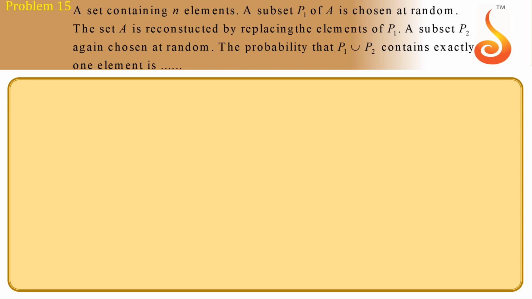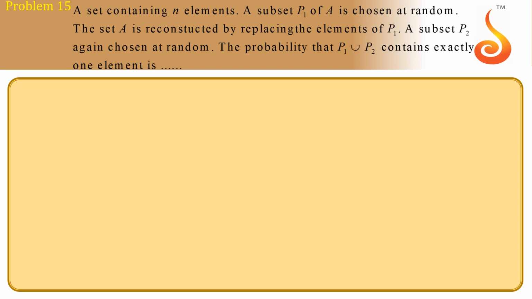Next problem. A set A containing n elements. A subset P1 of A is chosen at random. The set A is reconstructed by replacing the elements of P1. A subset P2 is again chosen at random. Find the probability that P1 union P2 contains exactly one element. So how to do this one?